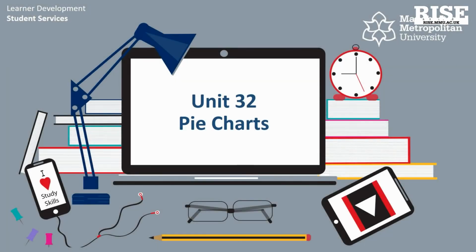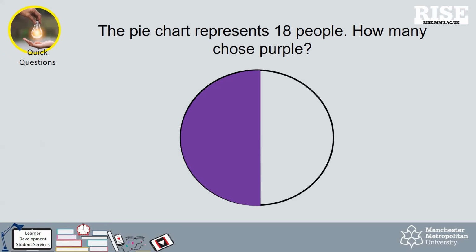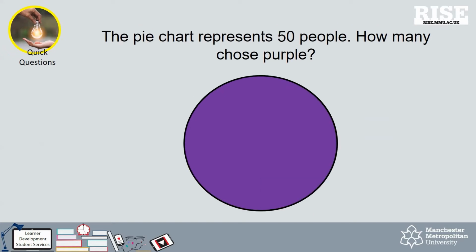Hi there and welcome to this video on pie charts. First of all, let's start off with a few quick questions to do with interpreting pie charts. Here I have a pie chart that represents 18 people overall. So how many people chose purple? Well, I can see that that's half the pie chart, so that's half the people represented by the whole thing. That would be 9.